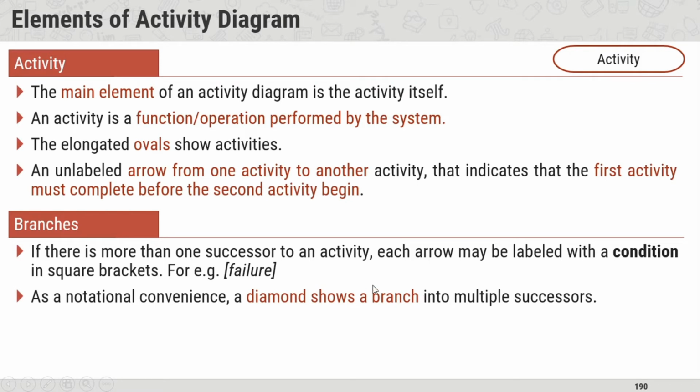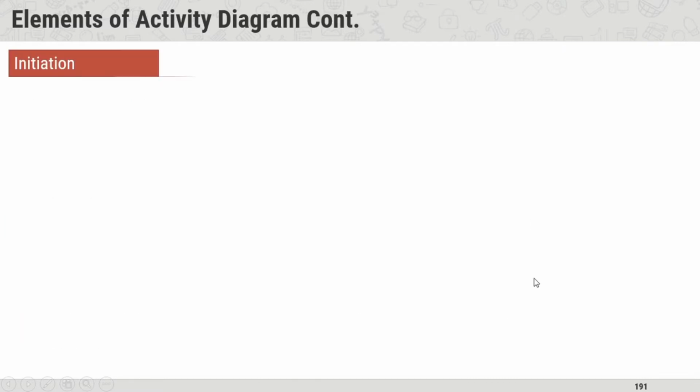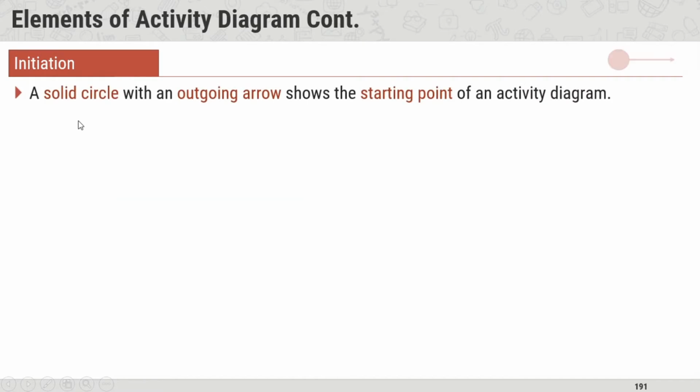If you have some condition, or if you want to take some decision, in that case you use these branches. Those branches could lead to true or false, or be based on success or failure, depending on the output of that condition. Now, initiation. For the starting point, we use this kind of solid circle, which is extended with an arrow, and then the activity diagram starts with the further activity.